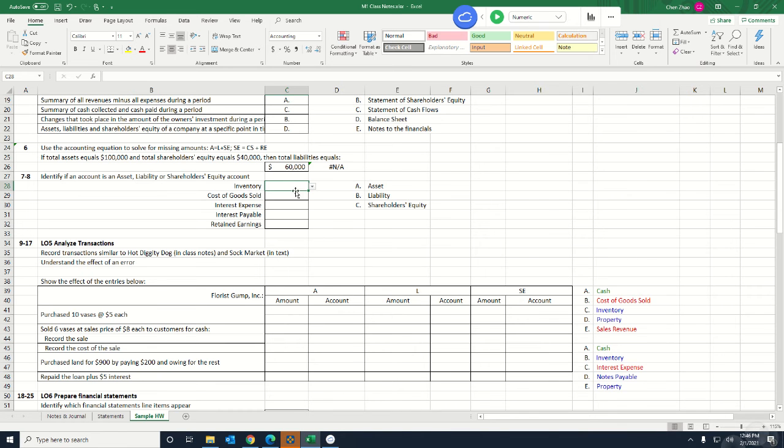60,000. Okay. Next, identify if an account is an asset, liability, or shareholders' equity account. We don't do iClicker this time, because this is simple. We just think about it together and then see if we can figure it out. Whether it's an asset, liability, and shareholders' equity.